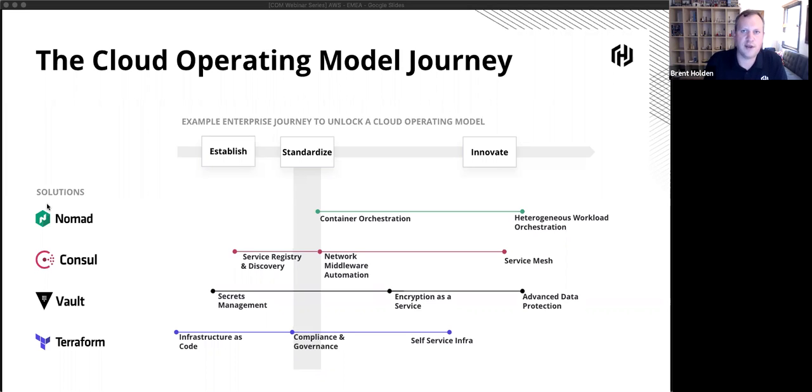So instead of requesting a DNS name to be created, you can just use Consul to automatically register a DNS name. The next phase of that is really around driving automation around firewalls and load balancers, right? That's what we mean by network middleware automation.